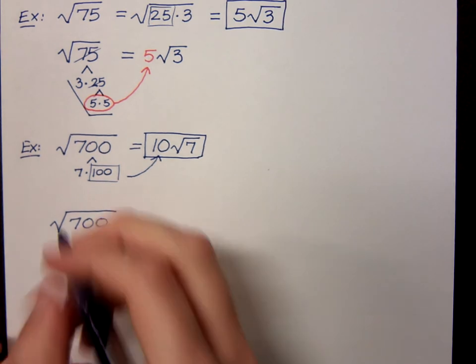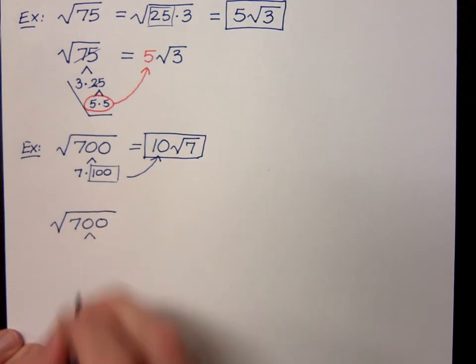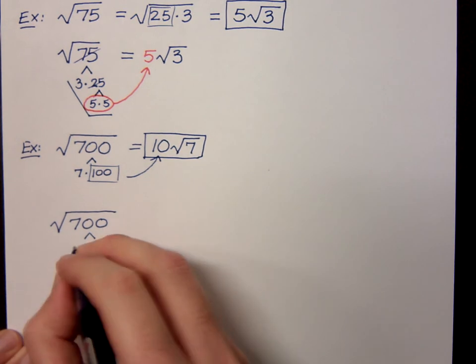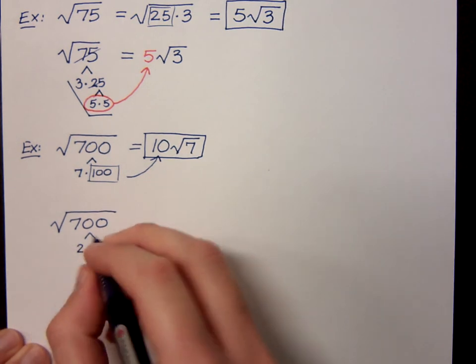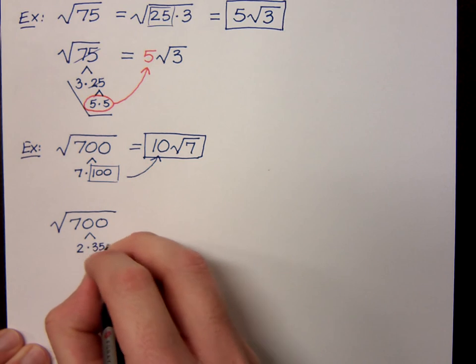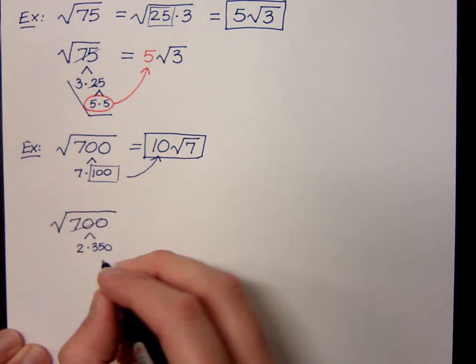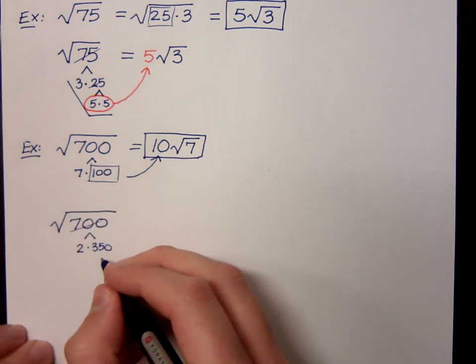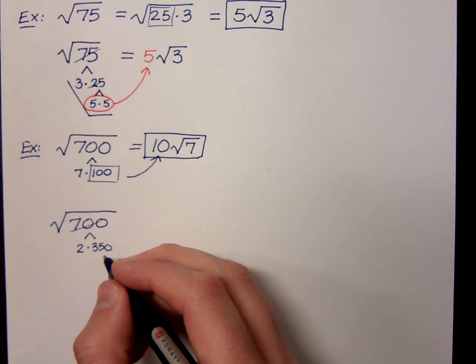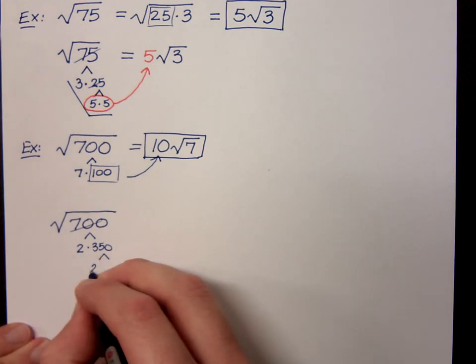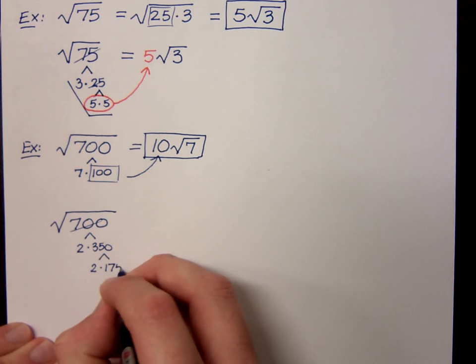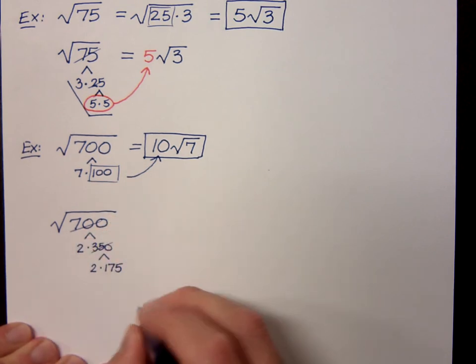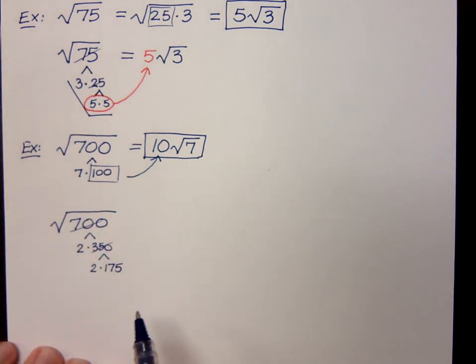The first prime number I have is 2. Does 2 go into 700? Yes. How many times does 2 go into 700? 350 times. Keep using the 2 until it doesn't work anymore. Does 2 go into 350? Yes. How many times? 175. Does 2 go into 175? No, so you're done with that guy.